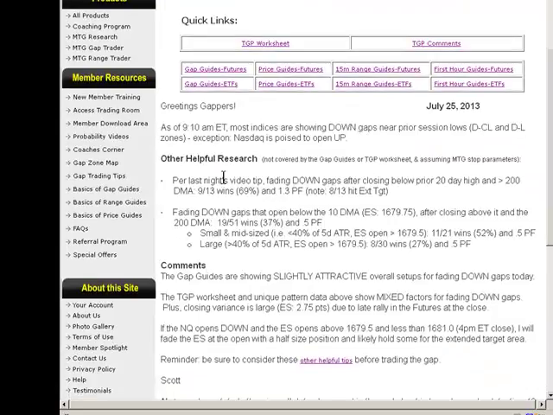Let's see. This was a concern. Down gaps that opened below the 10-day moving average after closing above it and above the 200-day moving average: only a 37% win rate. That's all gaps. Even the small and mid-sized gaps have been terrible in this scenario historically, and if they're large, really bad. 27% chance of winners.